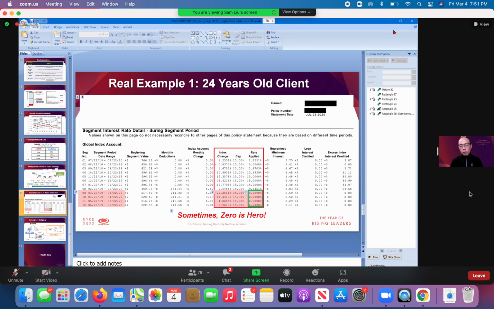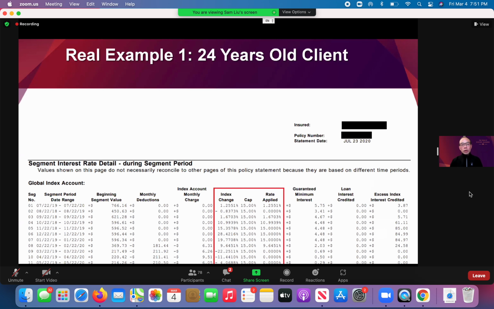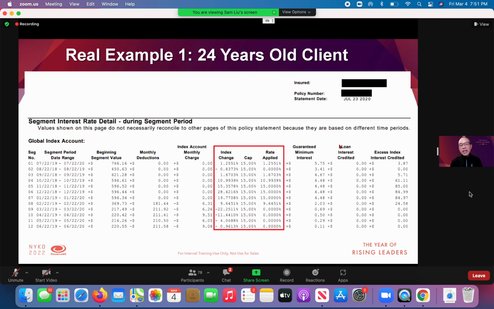So you always want to show a real example, preferably your own case. Can you enlarge your slide presentation more? How about now? Good. So I'm going to show you, Mr. Client, this is actually one of my clients. He's 24 years old. I blocked out the name. What I want to highlight is the power of zero, the power of protecting.